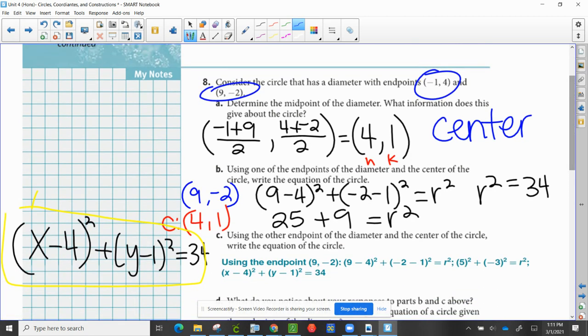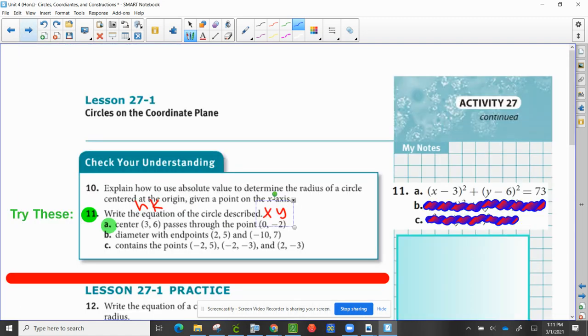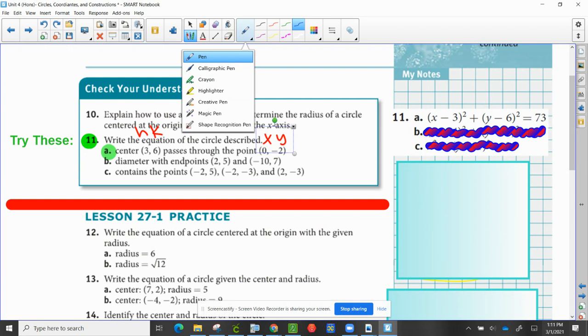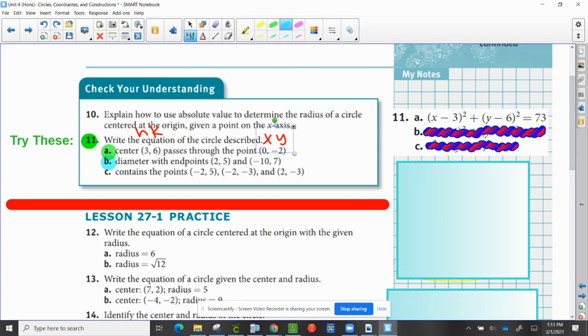Once you have r squared and your center, you can write the equation of that circle. Okay, so again, I'm going to skip ahead to 11, and you guys are going to try 11b now. So try 11b. You have a diameter with endpoints (2, 5) and (-10, 7).